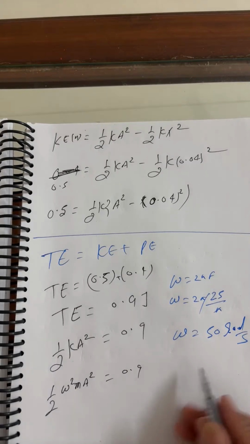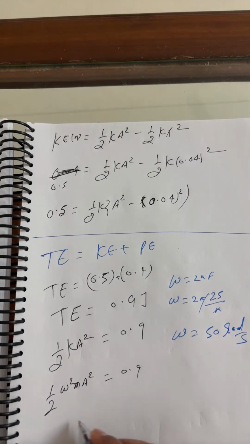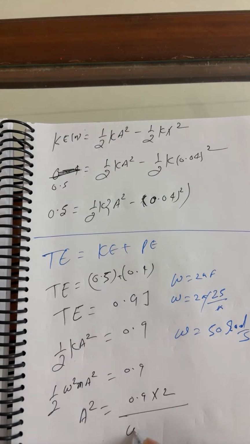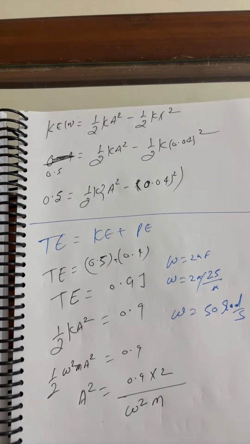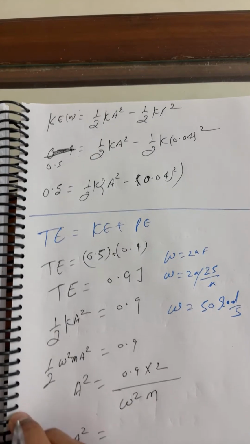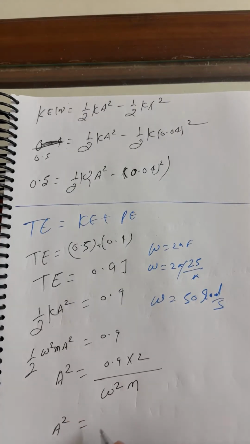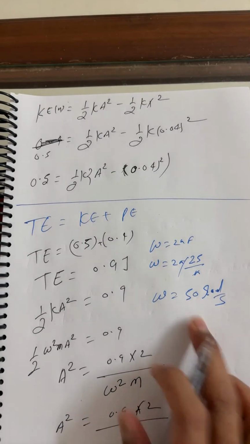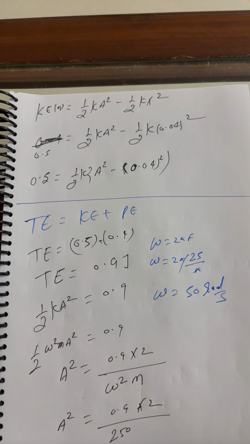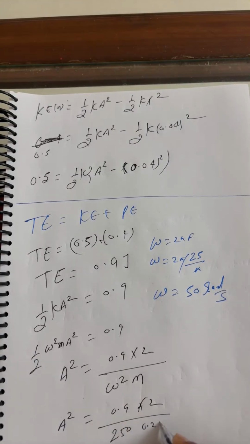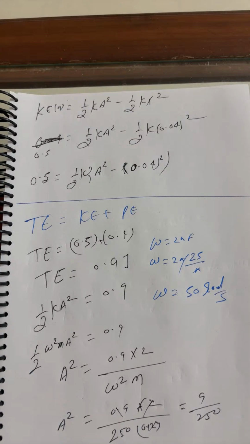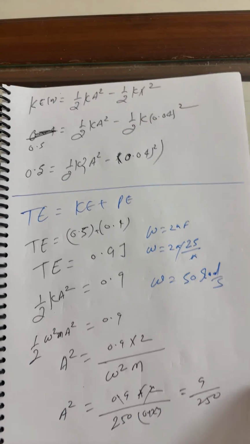Now just feed it in, the entire value will give the amplitude from here only. So amplitude square equals 0.9 into 2 upon omega square into m. Further, let us calculate. Omega square is 50 whole square, which is 2500, and the mass is 0.2 kilogram. So this finishes, and you can say amplitude square is 9 by 250. So we wish to find the amplitude A, and here it is A square.